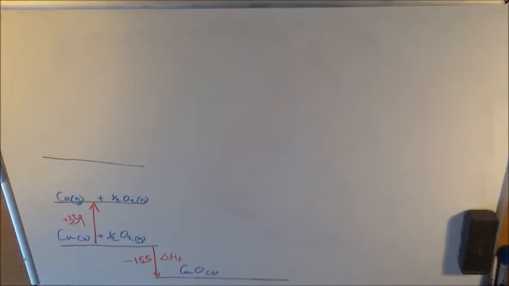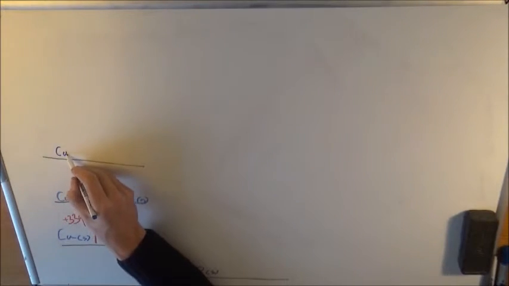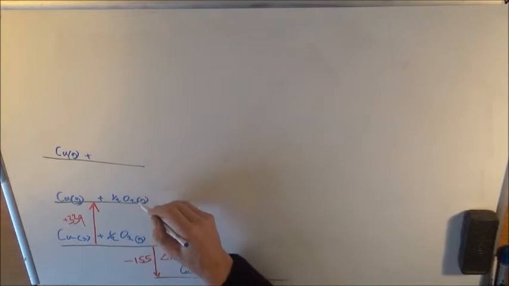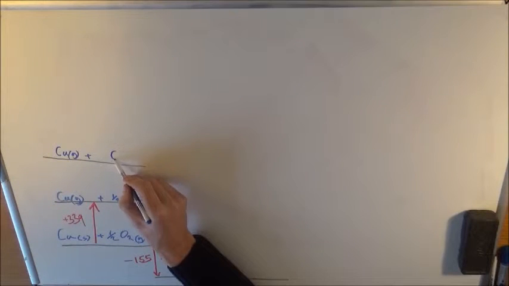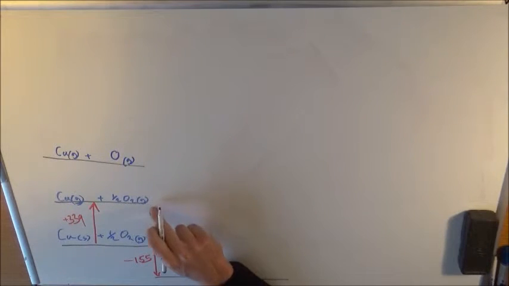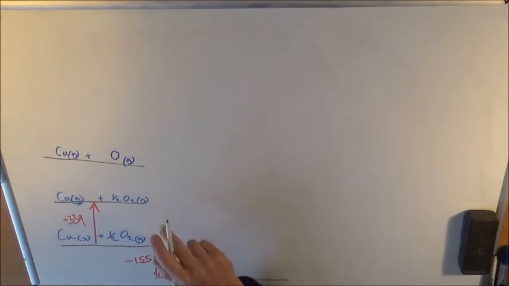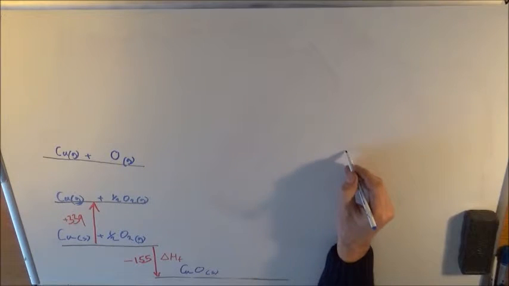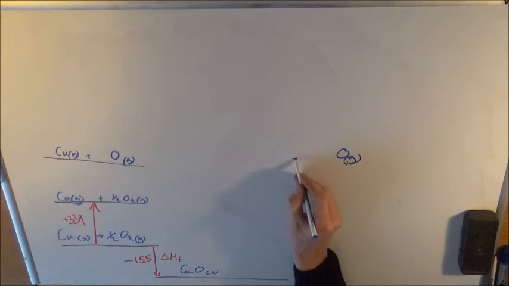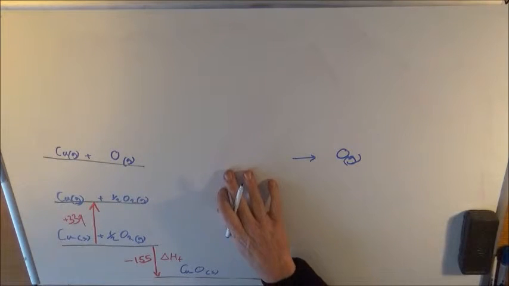So be guided by the definitions, then you don't need to worry about complicated things like that. The copper is not changing at all. It's not involved in this change. The only change is we're making a mole of O atoms in the gaseous state from the element in its standard state. So here's the equation for that.